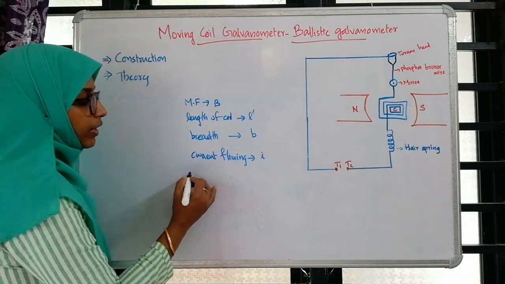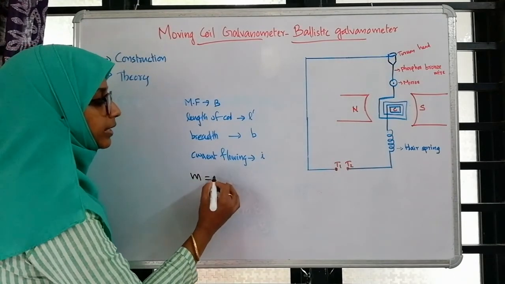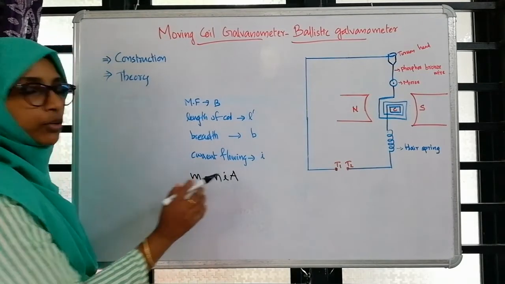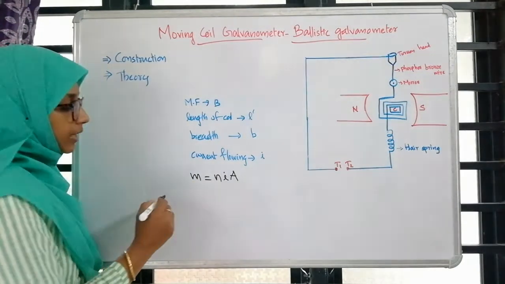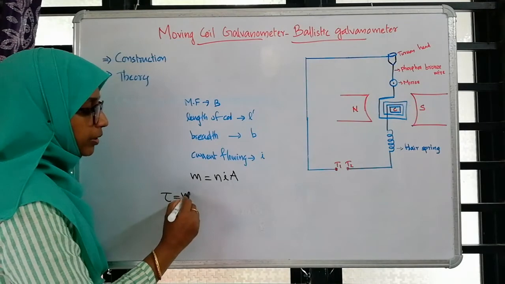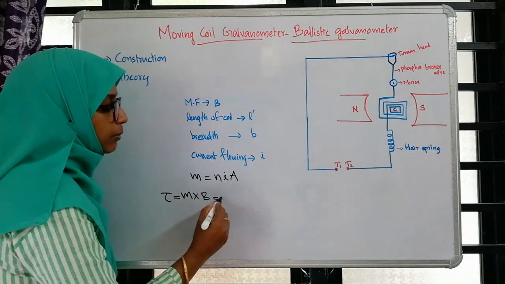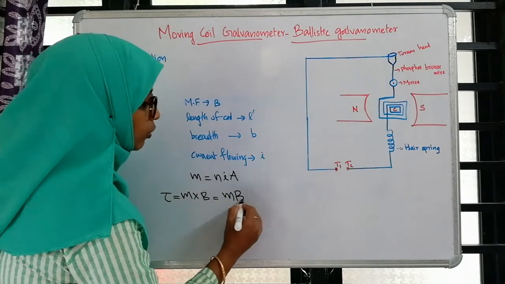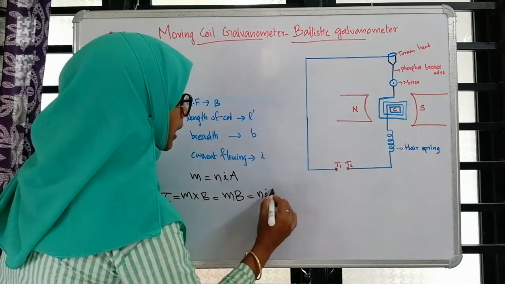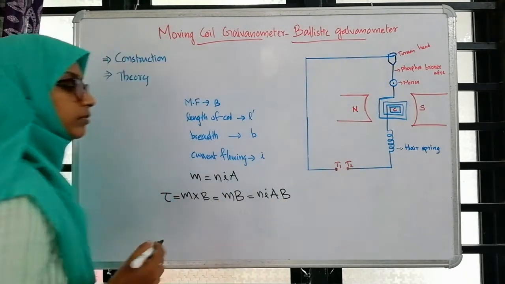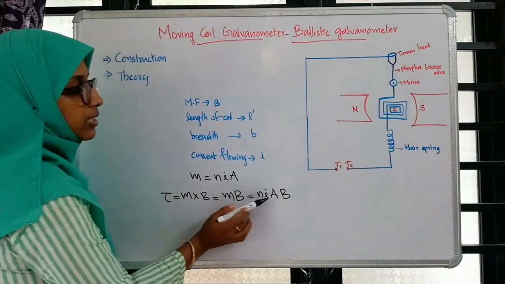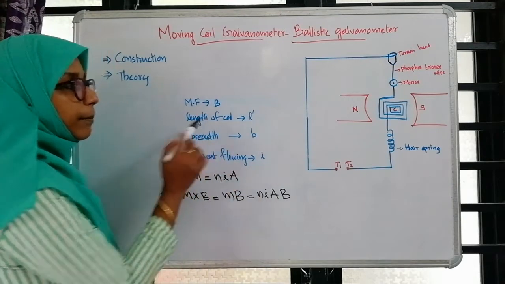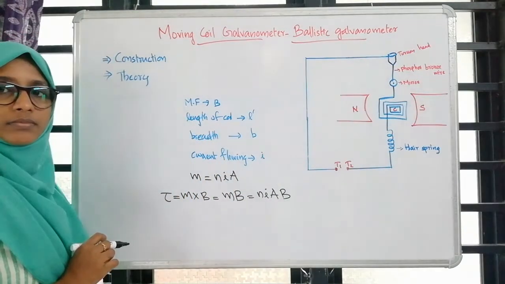Before that, we know the magnetic moment M is equal to, for n turns, NiA, where A is the area of the loop or coil. Then torque is equal to M cross B. For a radial field, I am going to write it as MB, that is equal to NiAB. N is the number of turns, I is the current flowing, A is the area of the coil, and B is the magnetic field intensity.